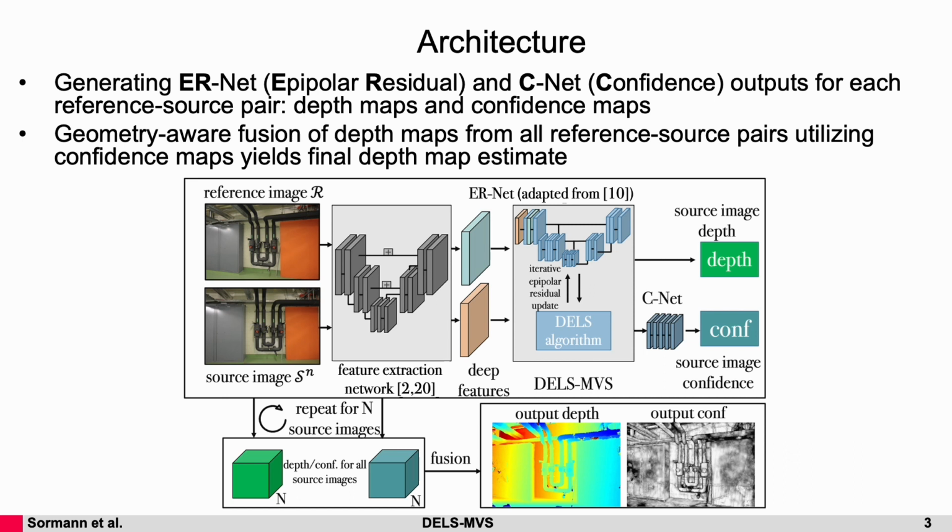On this slide, we give an overview of our entire system. Deep features are used as an input for our epipolar residual network, or ERNet. This network guides the DELS algorithm, which is used to estimate the epipolar residual. The result of our epipolar residual estimation is a dense depth map for each source image. In addition, we also estimate a corresponding confidence map for each source image depth map. This is done via our confidence network CNET.